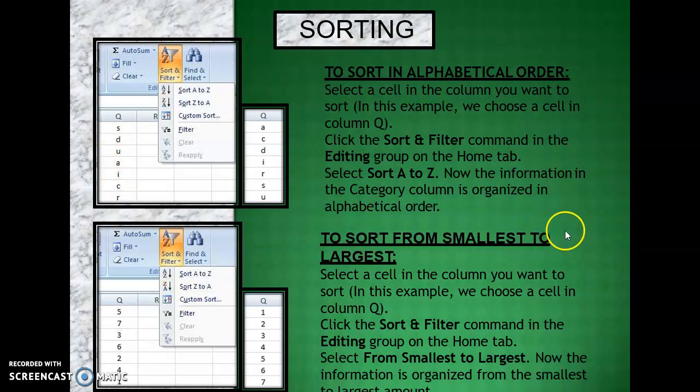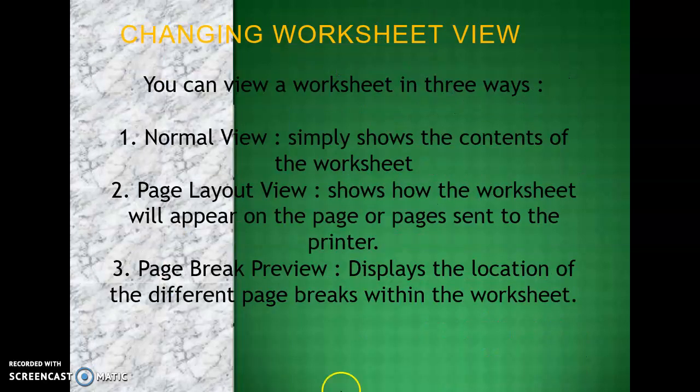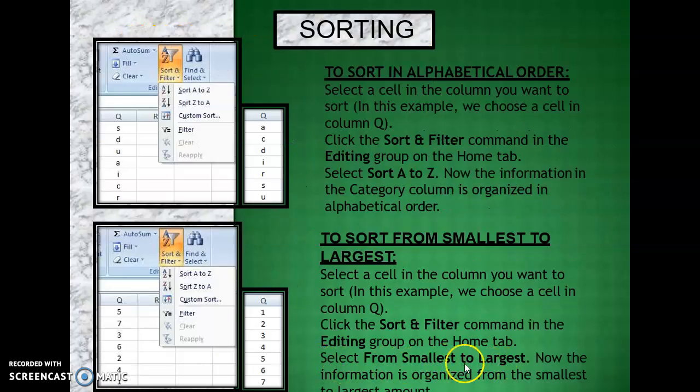And then to sort from smallest to largest, same step. You put different numbers in the cells, and when you click sort and filter, you can select smallest to largest, which organizes the data from the smallest to largest amount.